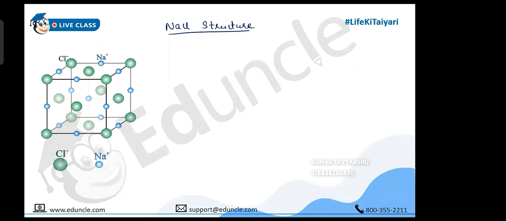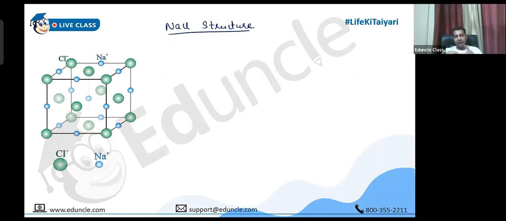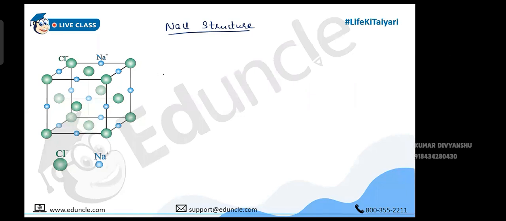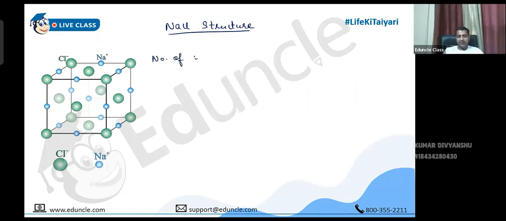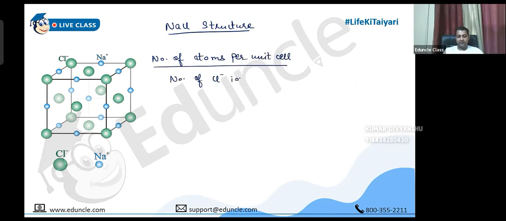And then sodium ions, they are present at the edge centers. These are called edge centers. And one more is there at the body center. Now, can you tell me how many chloride ions are there per unit cell and how many sodium ions are there per unit cell? Yes. Chloride ions will be 4. Okay, sir. So number of atoms per unit cell, you can give this heading, and then we can write number of chloride ions. Of course, chloride ions are present at the corners and at the face centers. So there will be 4 of them.